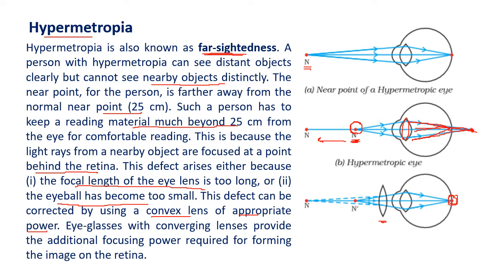Third difference, in myopia, the image is formed before the retina. In hypermetropia, the image is formed after the retina or behind the retina. And fourth thing, for myopia, we need a corrective concave lens. In hypermetropia, we need a corrective convex lens. So these are the four differences.